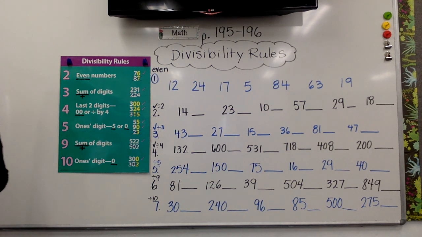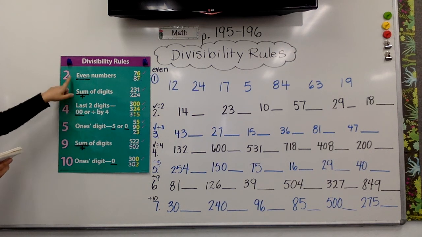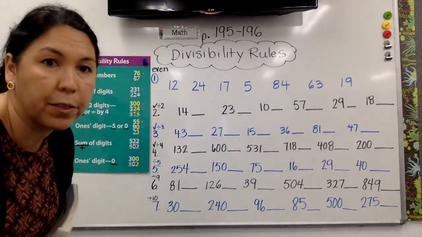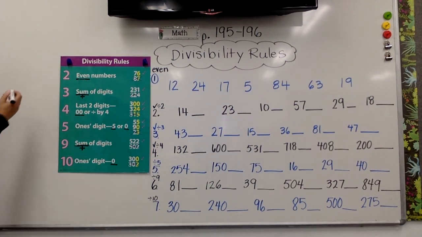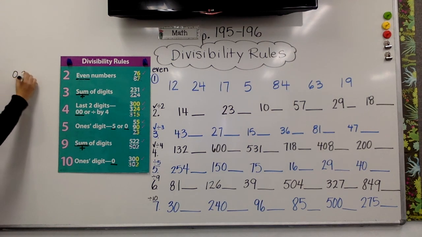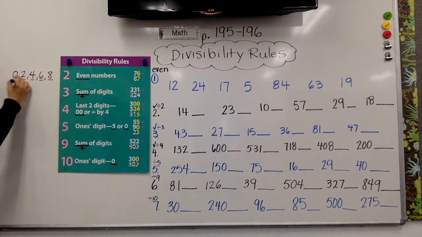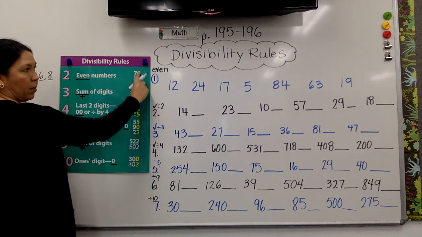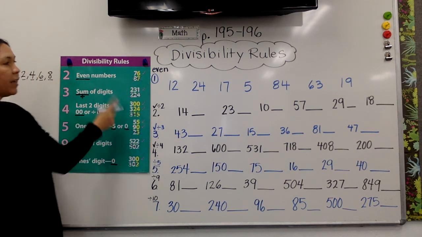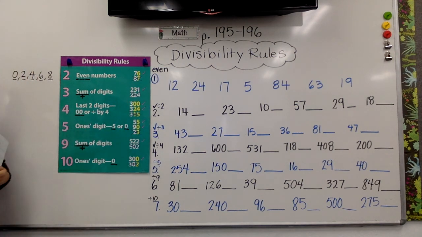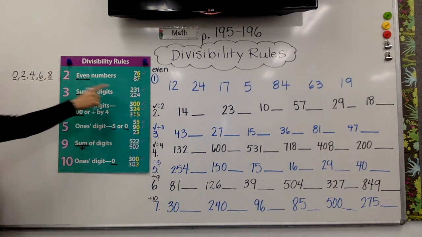So, a number is divisible by 2 if it is an even number. Now, what do even numbers end with, friends? They end with 0, 2, 4, 6, or 8. So if you see any of those numbers, and it has to be the last number, that's why they colored it yellow here, then it's going to be even. So 76 has a check because a 6 is an even number.